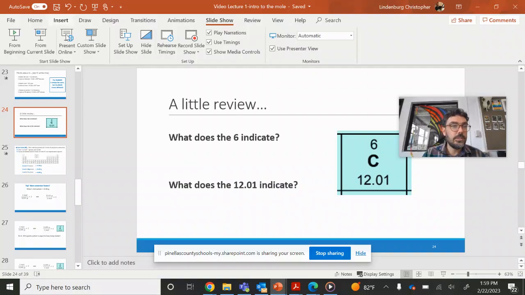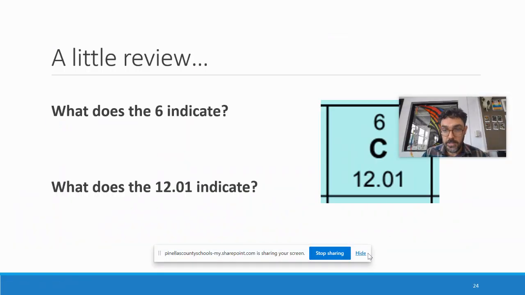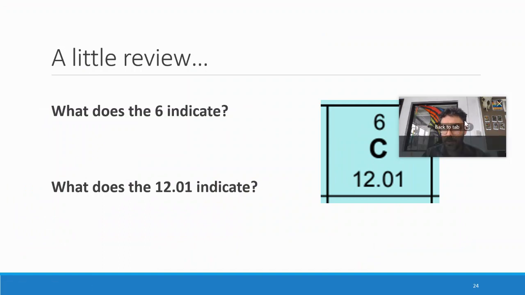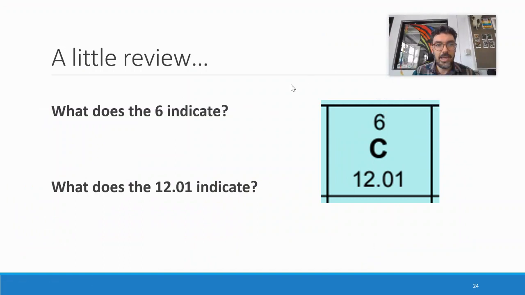Okay, so this is where we left off in the last video. I left you on this screen, and the questions were, what does the 6 indicate? What does the 12.01 indicate? So hopefully you had a chance to think about that. And the 6, of course, is the number of protons, which defines carbon as being carbon and not something else. The 12.01 is going to be the mass.